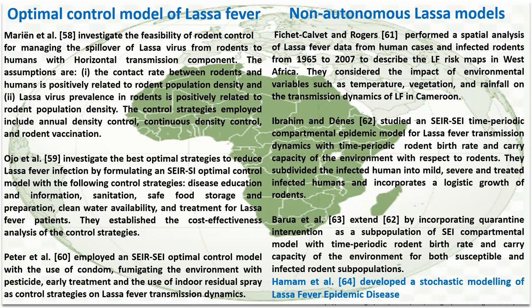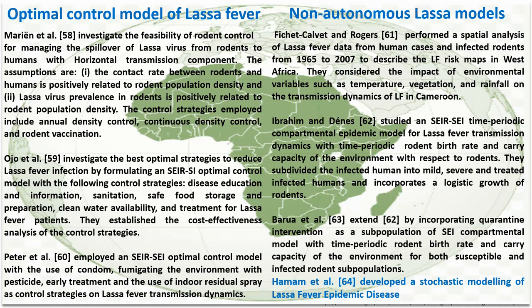Now, apart from this, these are the few works on optimal control of Lassa fever models. Another aspect of Lassa fever modeling which has also been considered is the non-autonomous Lassa fever model. Why non-autonomous? Because, for example, in Nigeria, the disease is more prevalent from November to April of the year. So meaning that there is a season. So they try to look at seasonality. They also try to look at temperature. Does it have an effect?